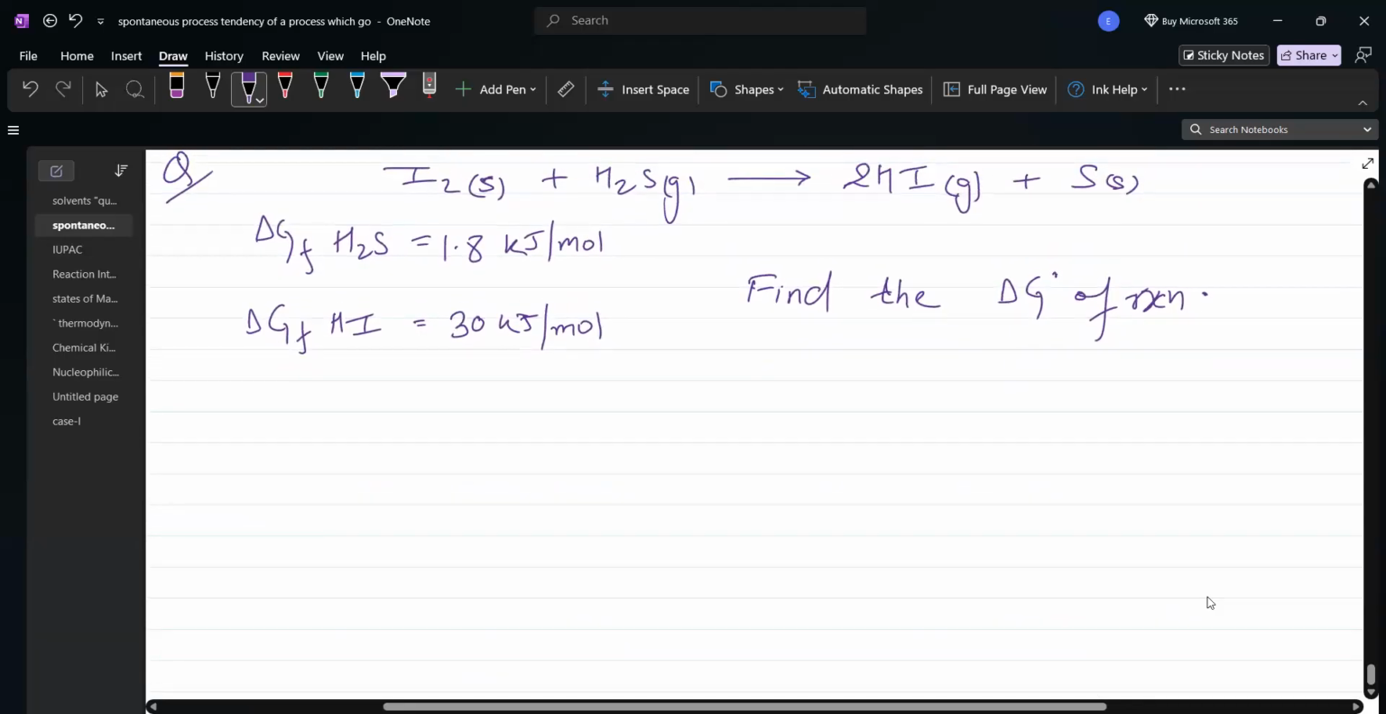Try to understand the question. In this, iodine in solid state is reacting with H2S gas and giving the product HI, which is in gaseous state, and solid sulfur. Here only two things are given: delta G of formation of HI and H2S. But can you see, delta G of formation of iodine and sulfur is not given, right?